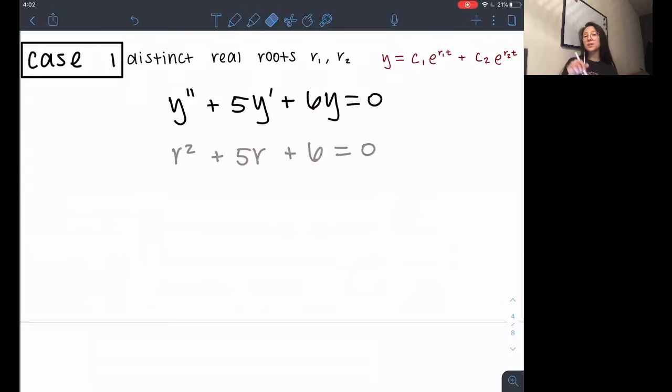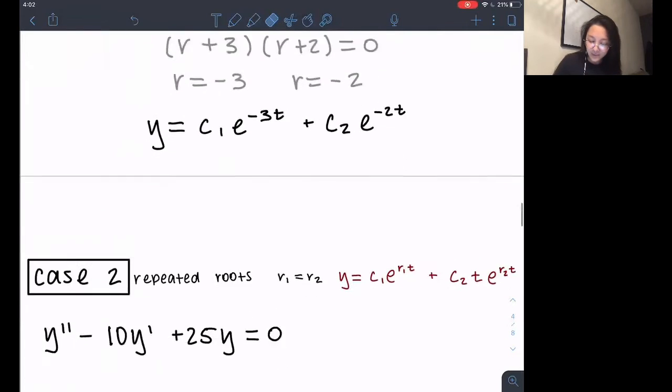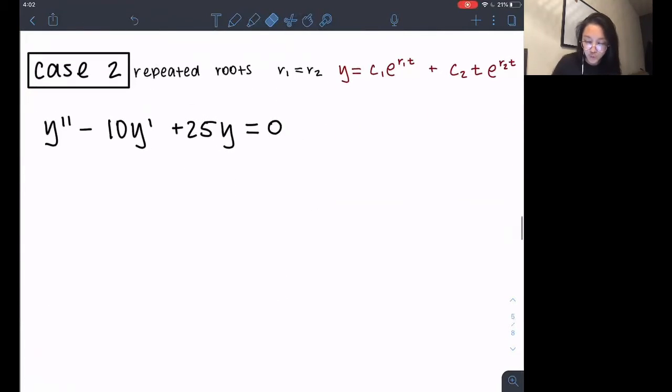You can do your X method, you can do your box method, whatever works for you, but we're going to factor it. Super easy. (r + 3)(r + 2). And then we're going to solve for r. So r equals -3 and r equals -2. So now what we're going to do is take these r's and plug them into our equation. And the result comes out to this. So that's our solution to this equation. Pretty easy. All right, now let's move on to case 2.